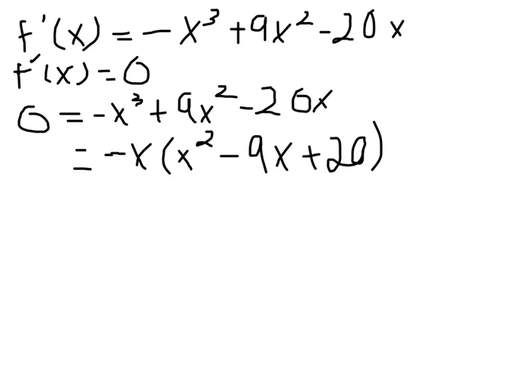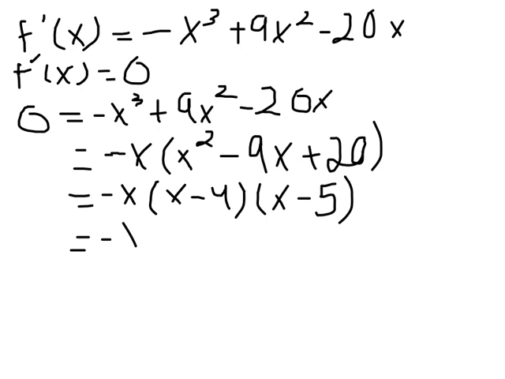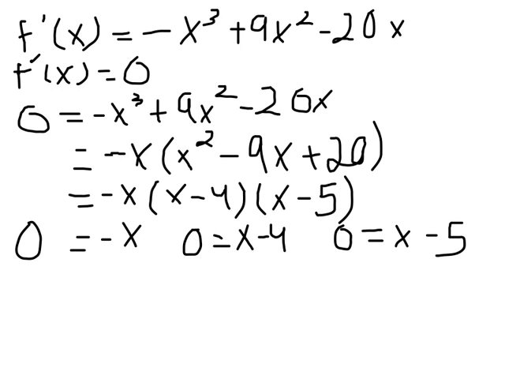We continue to factor this, and we get negative x times x minus 4 times x minus 5. In this part, when we factor, we can set each part to 0. So 0 equals negative x, 0 equals x minus 4, 0 equals x minus 5, and solve for x. We get that x is equal to 0, x is equal to 4, and x is equal to 5.